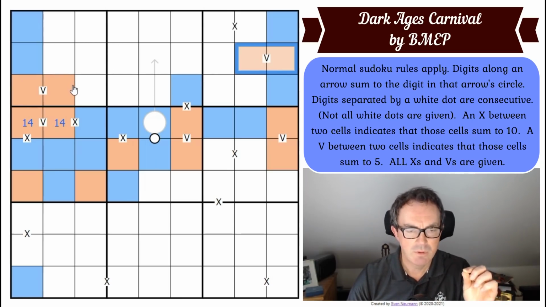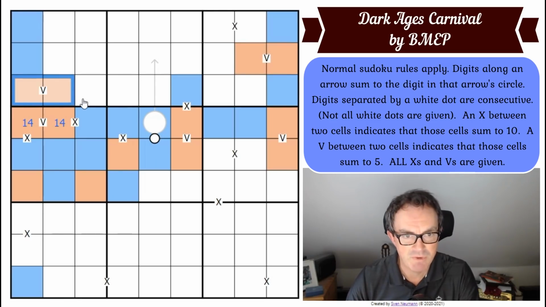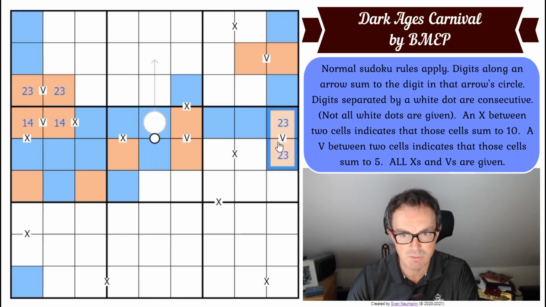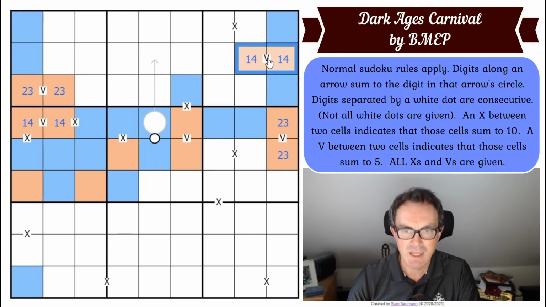So now, let me fill in some things to show you what I'm thinking. If this is 1, 4, this is 2, 3. Now this domino is also 2, 3, because this square cannot be a 1 or a 4. Now this domino is a 1, 4. And now we have something very interesting going on, because these 2 squares definitely see every low digit, so they must turn blue.